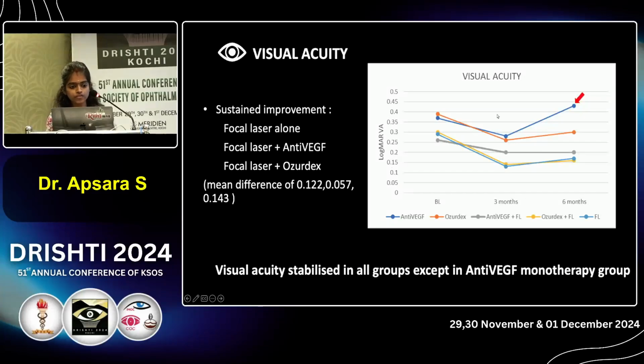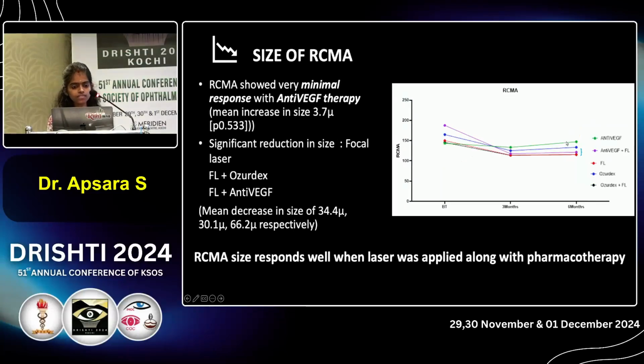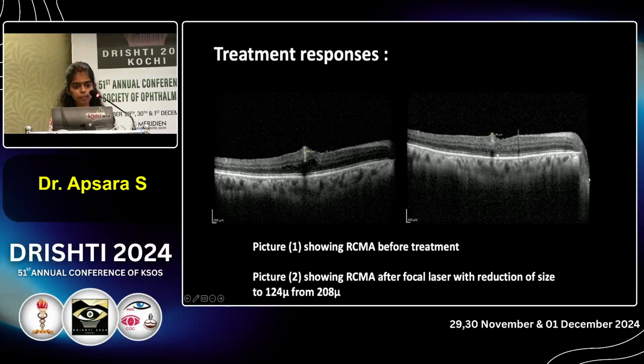At the end of 6 months, the visual acuity stabilized in all groups except the anti-VEGF monotherapy group. Similarly, the central foveal thickness reduced in all groups except the anti-VEGF monotherapy group. The size of RCMA responded very minimally to anti-VEGF therapy, and the response was good when laser was applied alone or in combination with pharmacotherapy.